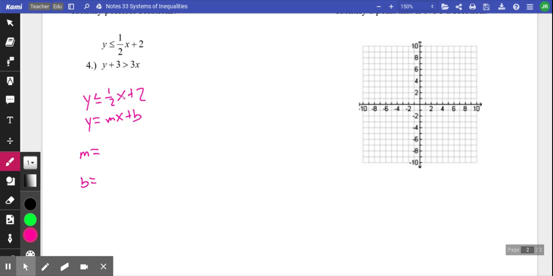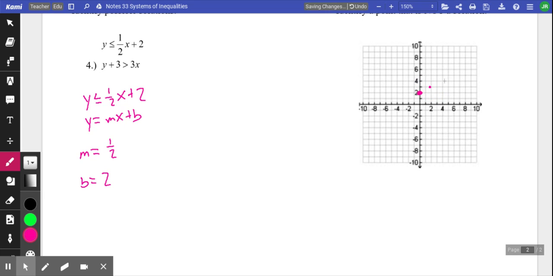So now I just compare. The number in front of x is positive 1/2, which tells me how to move. It's the slope. The number directly after x is positive 2, so that tells me the y-intercept. On the y-axis, I'll plot a point at positive 2, and then the slope tells me how to move. I go up 1, to the right 2.